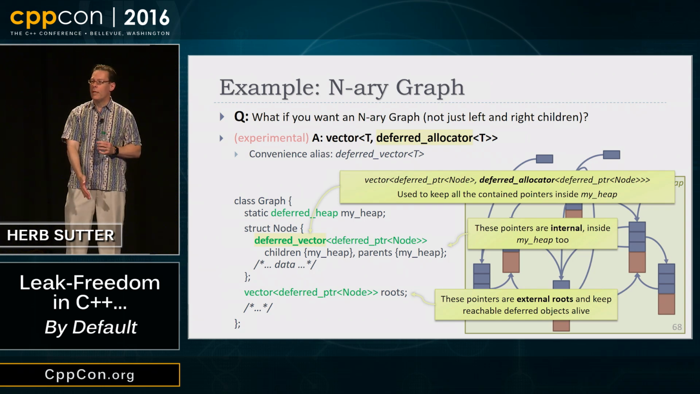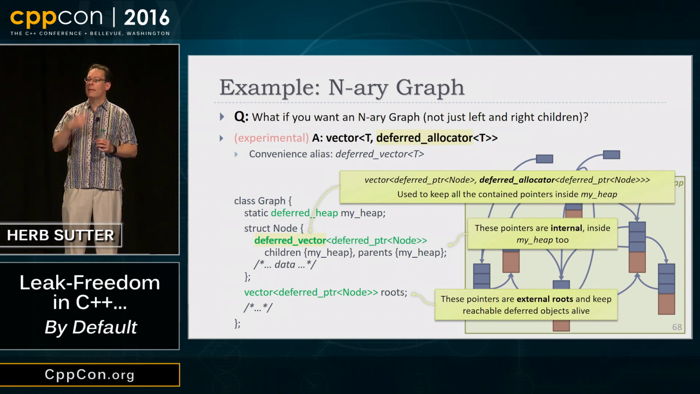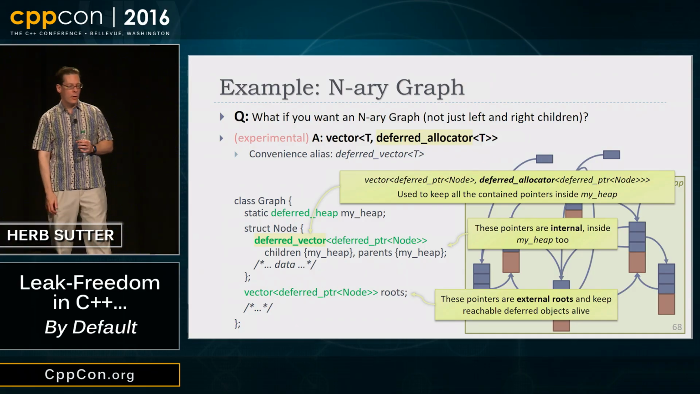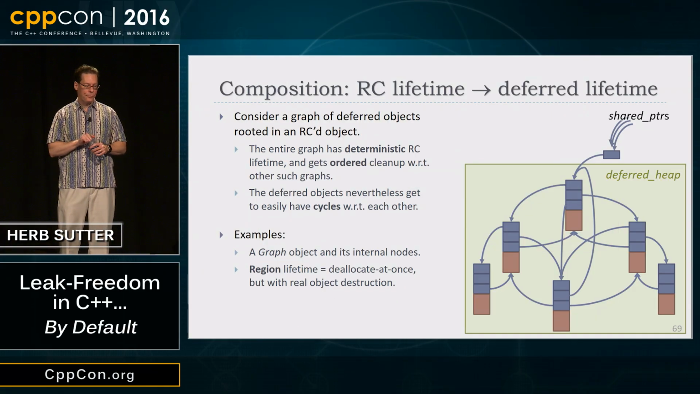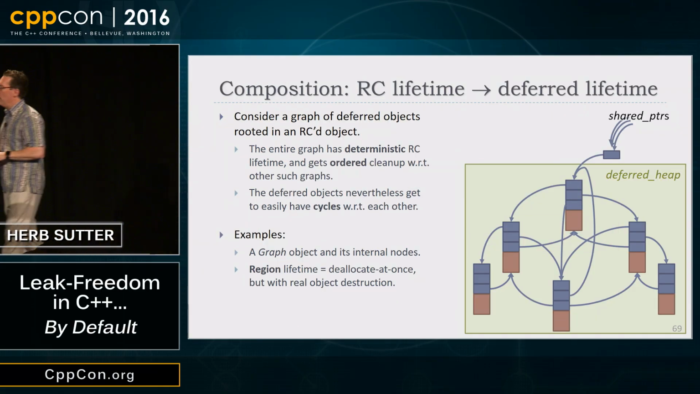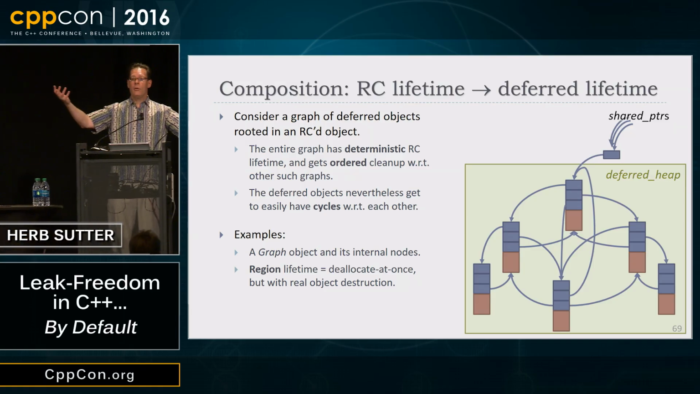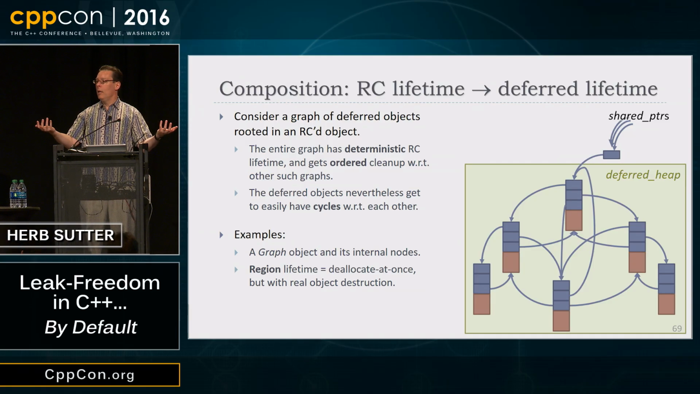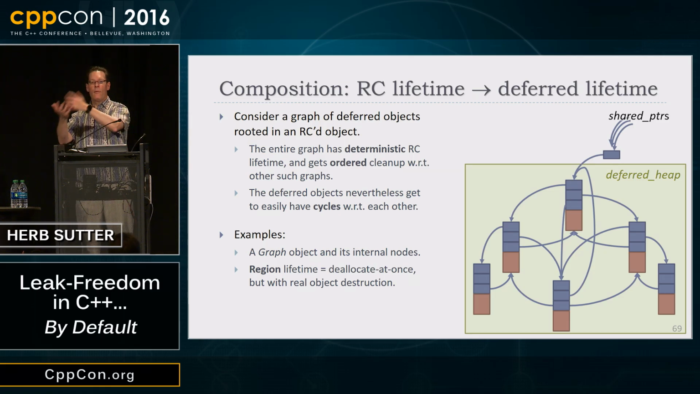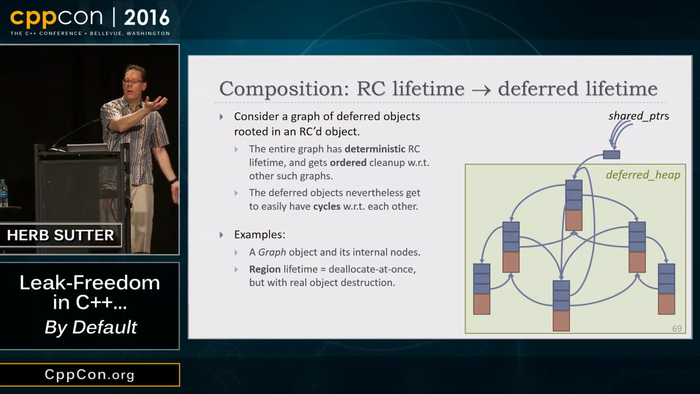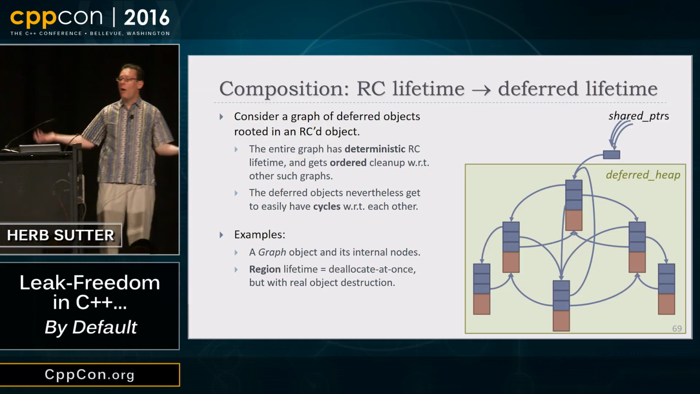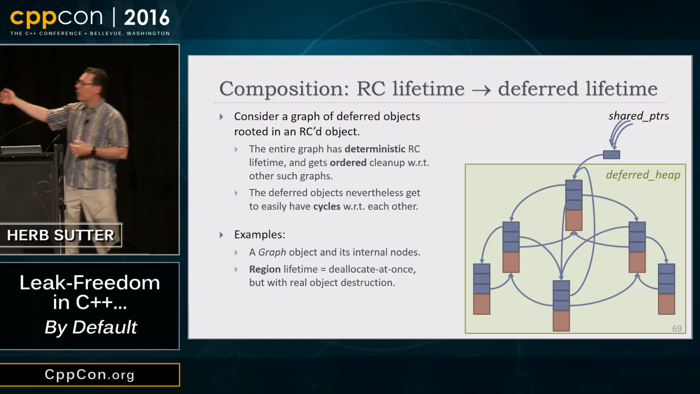The default is leak-free, and every time I call collect, I will accurately run the destructors of every unreachable object. Now, this composes well with other kinds of lifetimes, because shared pointer and unique pointer, they work together well. I can have a unique pointer of arrays of things that contain shared pointers, that contain vectors, and it works fine. And the same is true here.